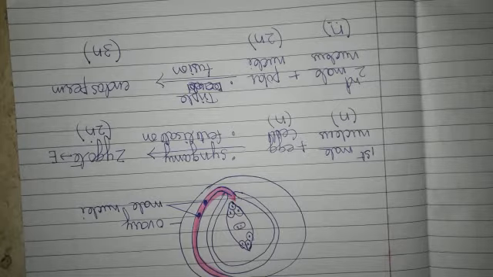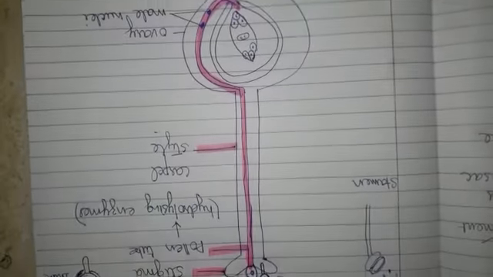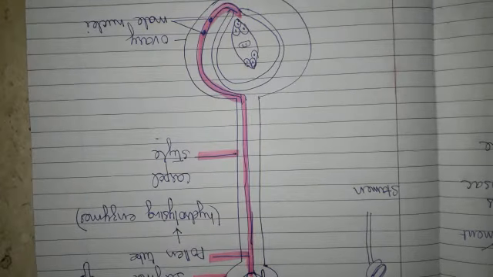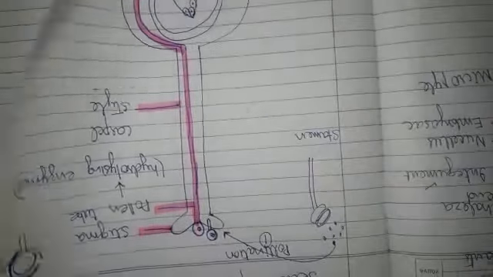Since the fertilization occurs twice, the whole process is called double fertilization.